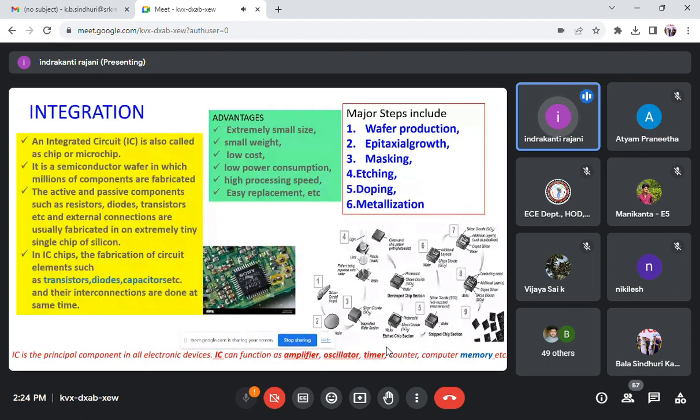You have to make it strong. It should not be malleable. The doping is mainly done to increase the strength of the material, its reliability, and its hardness, so that it will withstand any kind of environment. So these are some of the major steps included in getting an integrated fabrication on an extremely small chip of silicon.